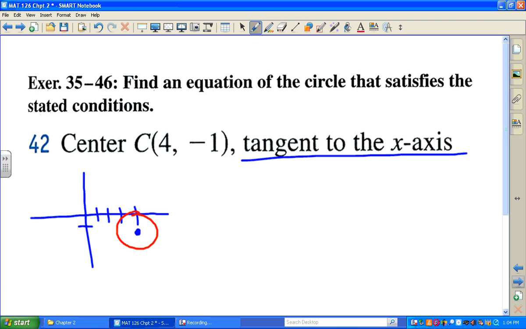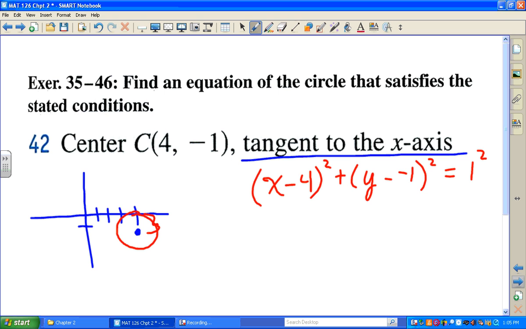I'm sure everybody got the first answer. X minus 4 squared plus y minus negative 1 squared equals, and the radius would be what? 1, yeah. Squared, not negative 1, 1. That's the distance from the center to the x-axis. Radius is 1. So that's pretty nifty. It doesn't say what the equation has to be in.